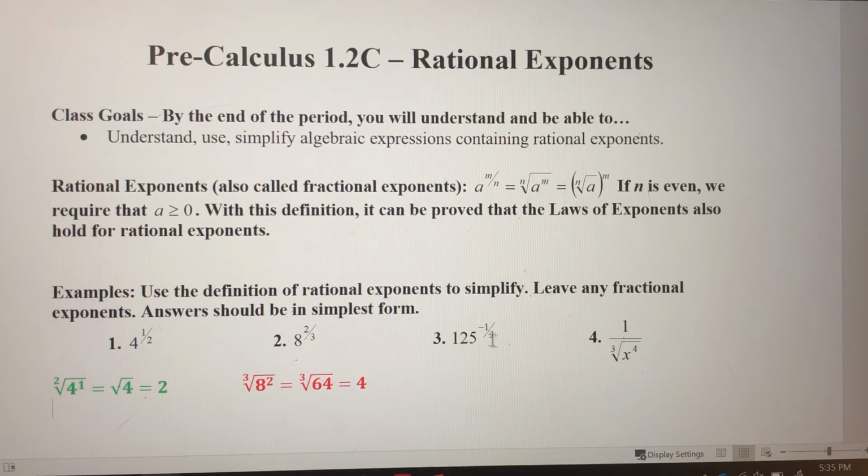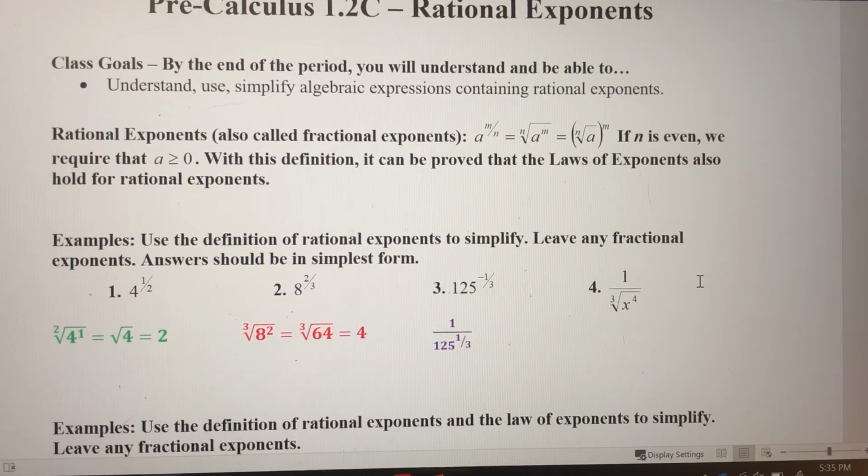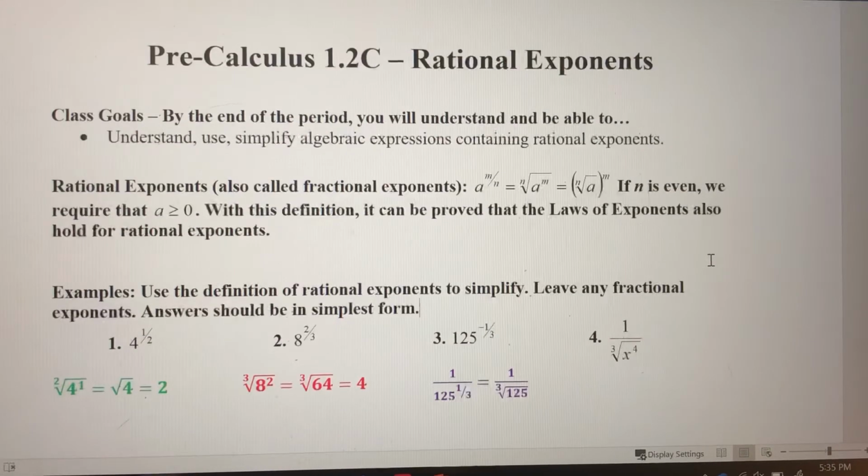Number 3, we've got a negative power here, so we want to move that through the fraction to the bottom half, so it's going to be 1 over 125 to the 1/3 power. So it's going to be 1 over the cube root of 125, and hopefully we know the cube root of 125 is 5. 5 times 5 times 5 is 125, so this answer is going to be 1/5.